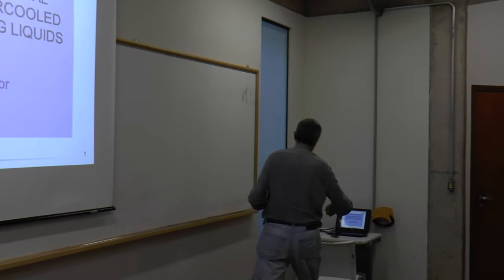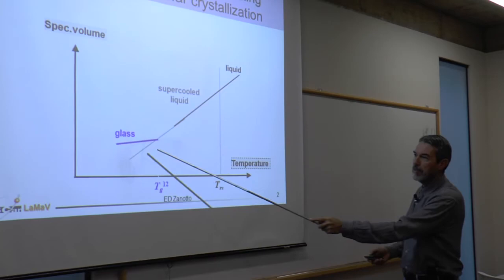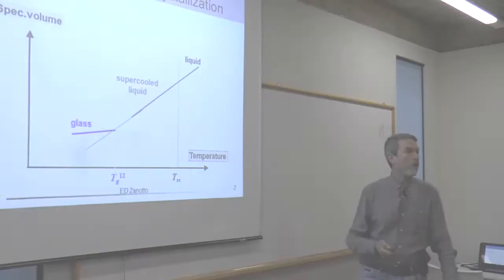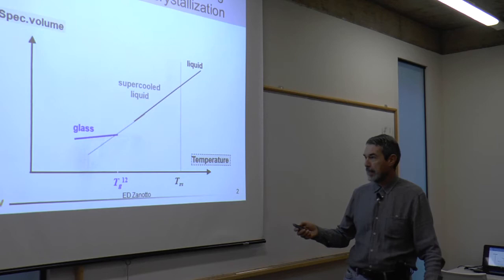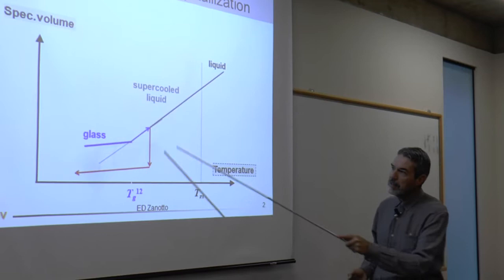Again, I'll make use of this famous plot of some property versus temperature. We have a liquid, and then a supercooled liquid. At some stage, the relaxation time of the liquid becomes too long, so it's frozen as a glass. We can then heat treat this glass and wait for some time until it crystallizes. So this is the type of process that we are going to see today.